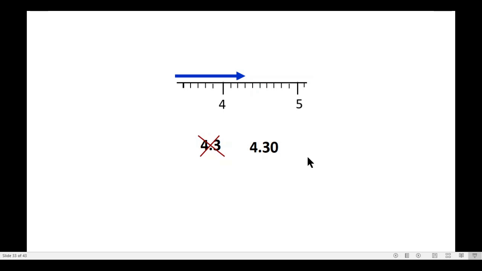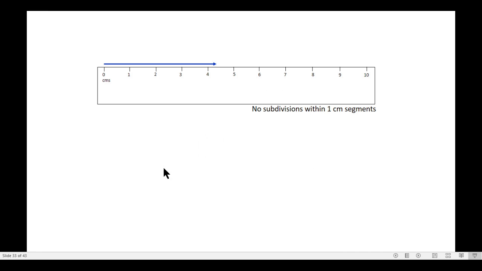What if we had a different ruler, as shown in the figure? How would you record the measurement? It is certainly between 4 and 5 centimeters. So we begin by putting down 4. How much more than 4? You have to make an estimate. But to what level do we estimate?